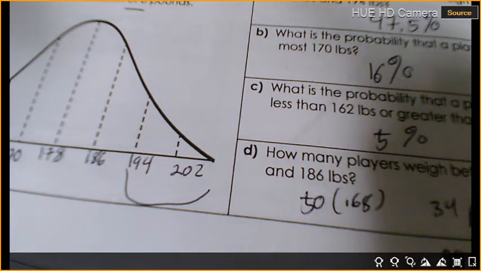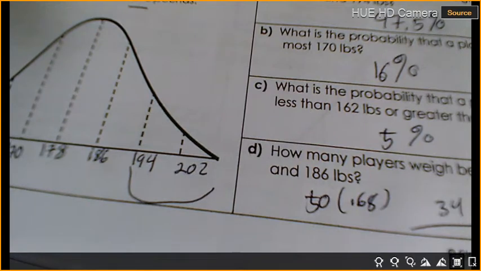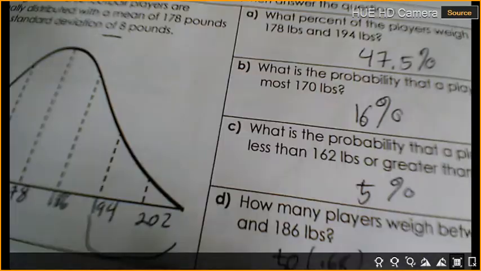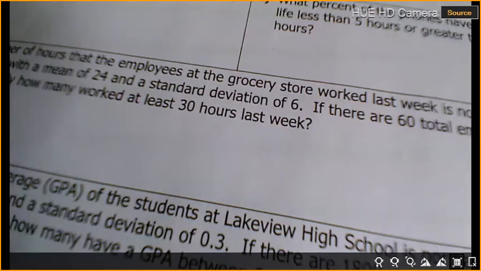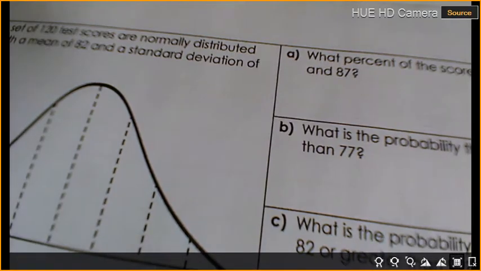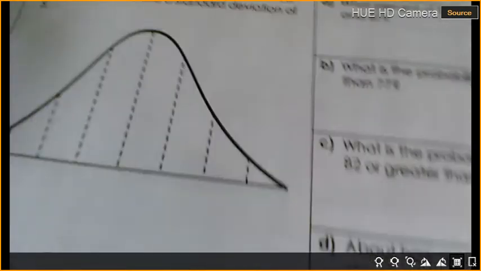How are we feeling? Do we need to do a couple more examples? Because your homework is all of these. The last one says 34 players. It says 50 times 0.68. Okay. We're going to move on to number 2. No, you need to sit down. I'm not going to. Okay. We're right here.